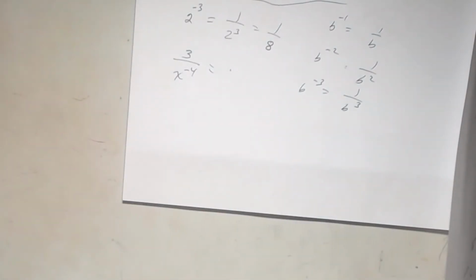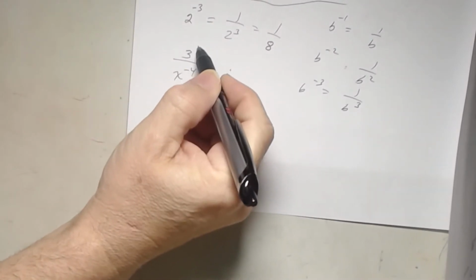So what do you think this is right here? Everything else stays where it is. What's the only thing being raised to a negative power? The x. 3 is not. 3 is being raised to what power? The first power. So the x is the only thing you move. So where do I need to bring x to the negative fourth? To the numerator, which becomes x to the fourth.